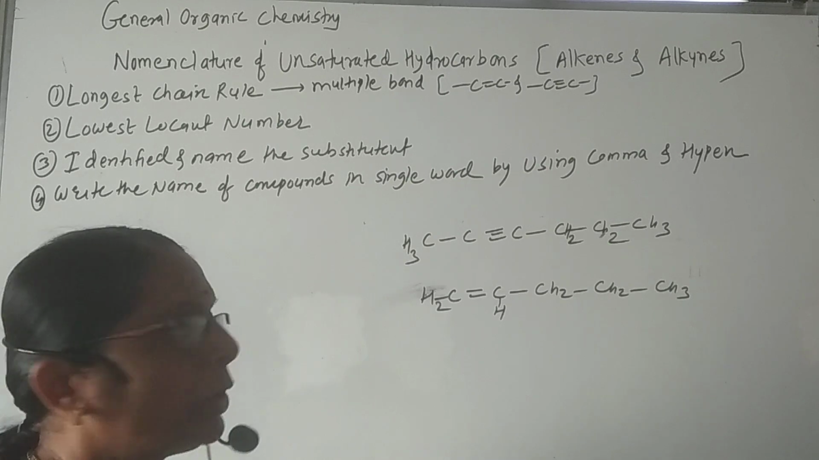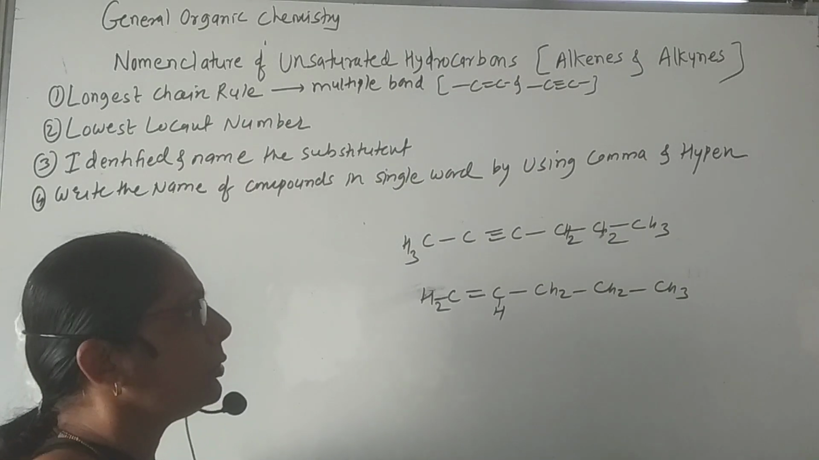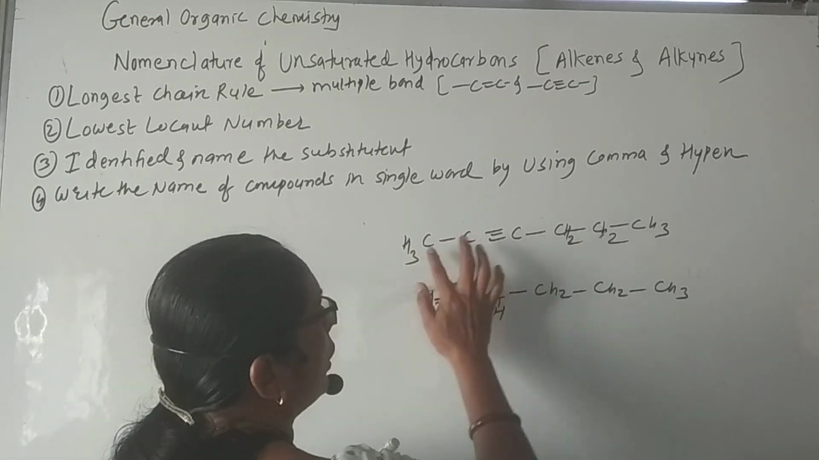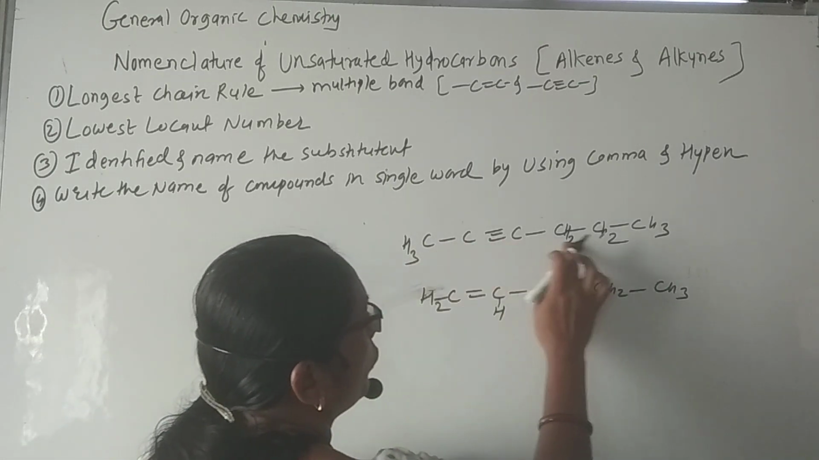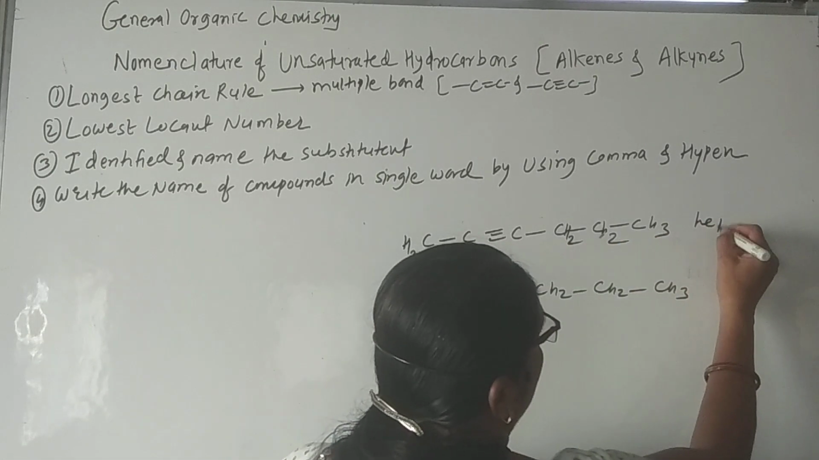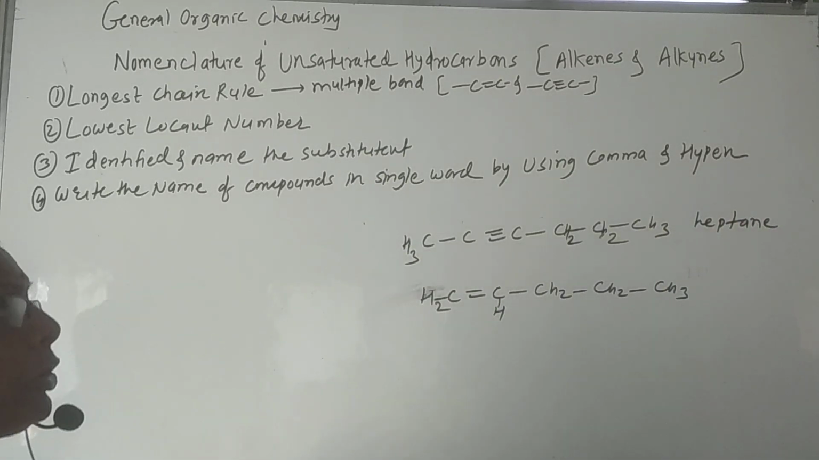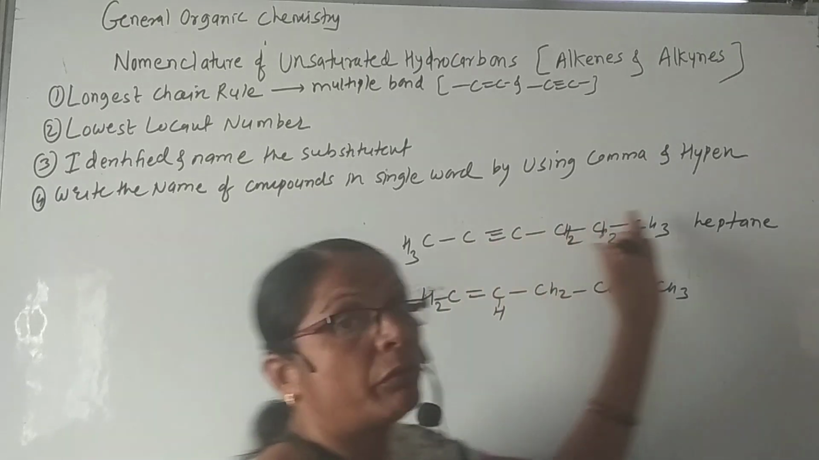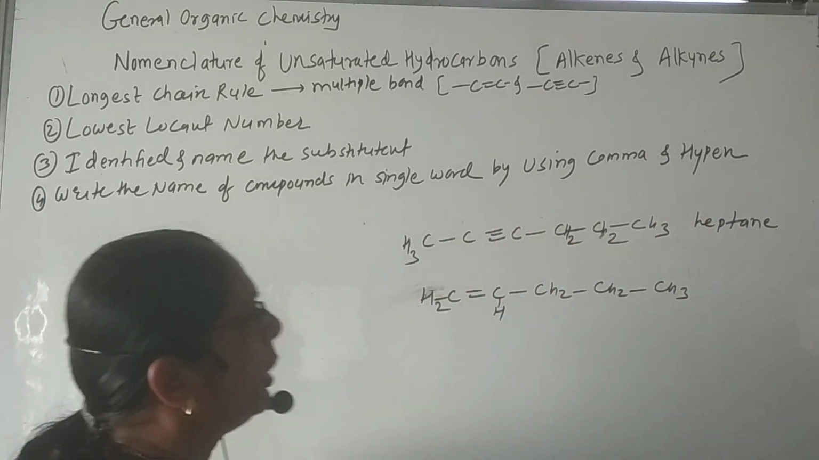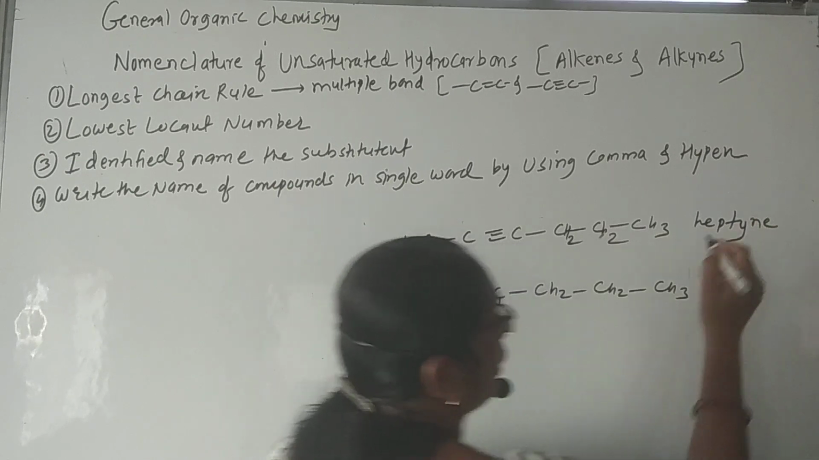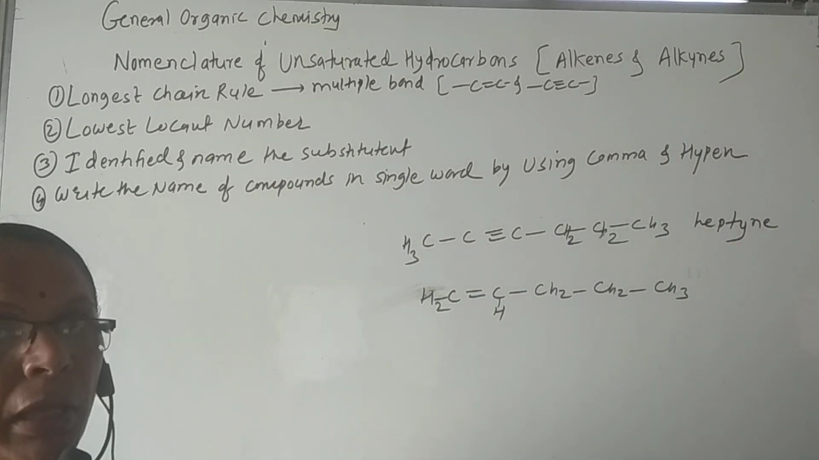Suppose consider this example. Now select the longest chain. We have no choice, only one chain is there. Now this is 1, 2, 3, 4, 5, 6. So it has heptane as a parent. It is a 6 carbon. But what is this compound? This compound is a derivative of heptane. So as it has a triple bond, I change "ane" by "yne".